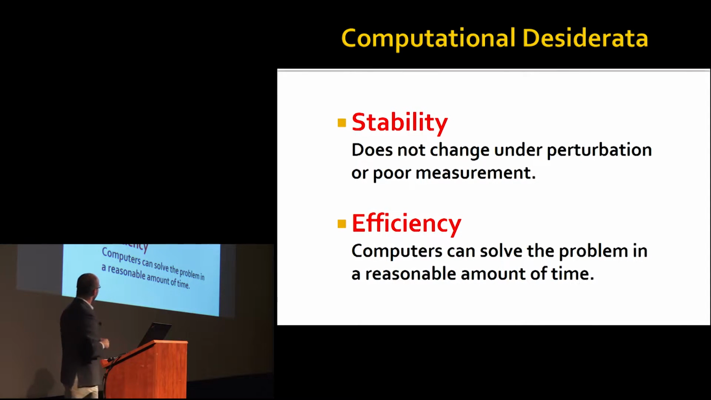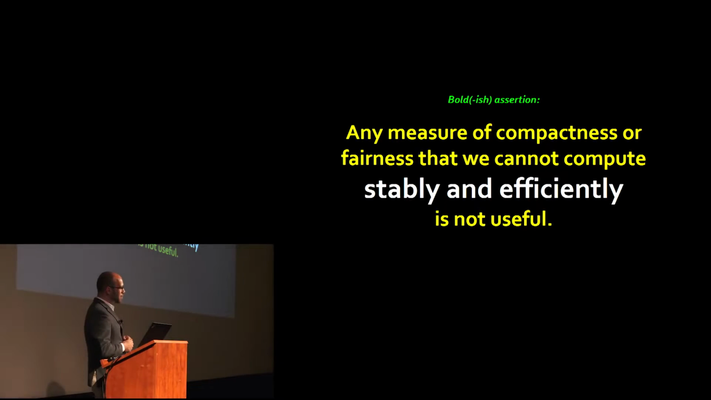And on the other hand, we'll talk about efficiency, that if a piece of computer software can solve the redistricting problem, but it takes a ridiculously long time, for example, after the election takes place, then somehow we haven't really done anything useful, right? And so my, maybe bold, maybe not so bold assertion for today is that any measure of compactness or fairness that we can't compute in a stable and efficient way is not useful. And similarly for any piece of software that we use for the redistricting problem.